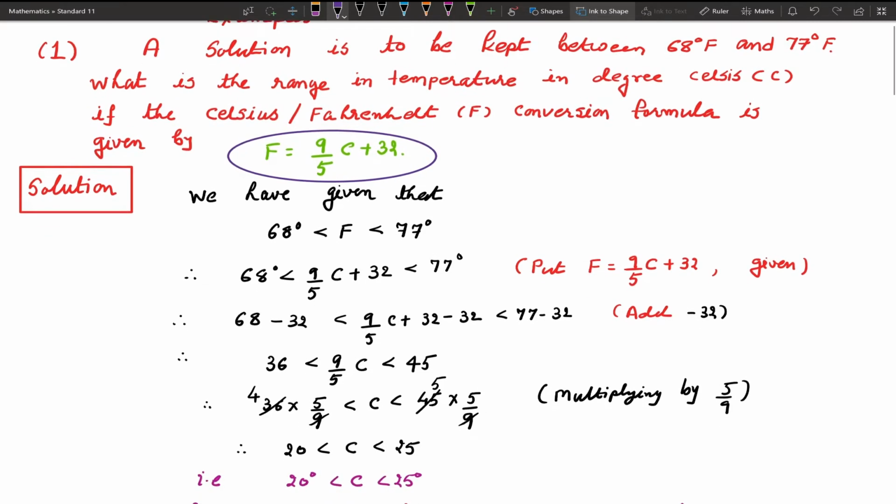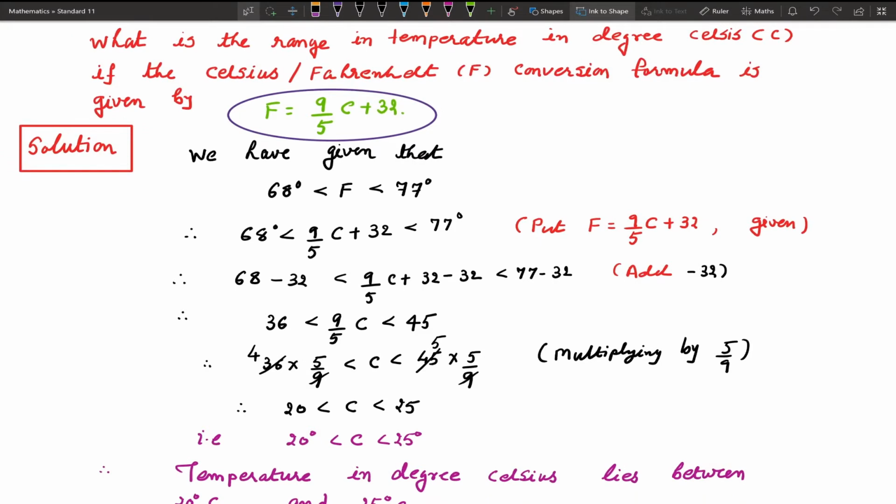So we have given range for Fahrenheit is between 68 degree and 77 degree. So 68 degree less than F, F means Fahrenheit, less than 77 degree. Now you put value for F. By formula we have F equal to 9 by 5 C plus 32, 9 by 5 into C plus 32. So put value for F.